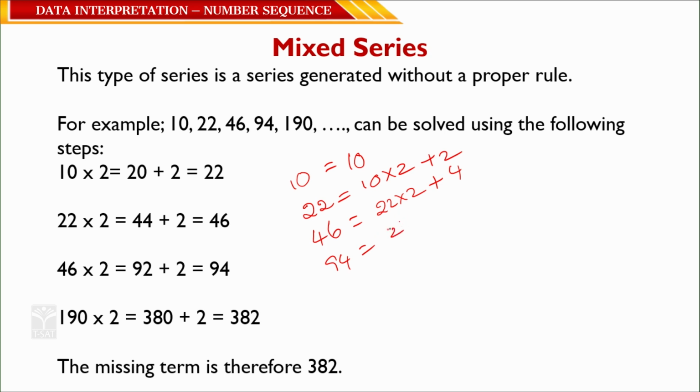Okay. Now we are taking 46. So 46 2s are 92 plus 4, 92 plus 2. Next number is 190. 190 means here 94 2s are 188 plus 2, 188 plus 4. Correct? Plus 2. 94 2s are 188 plus 2.